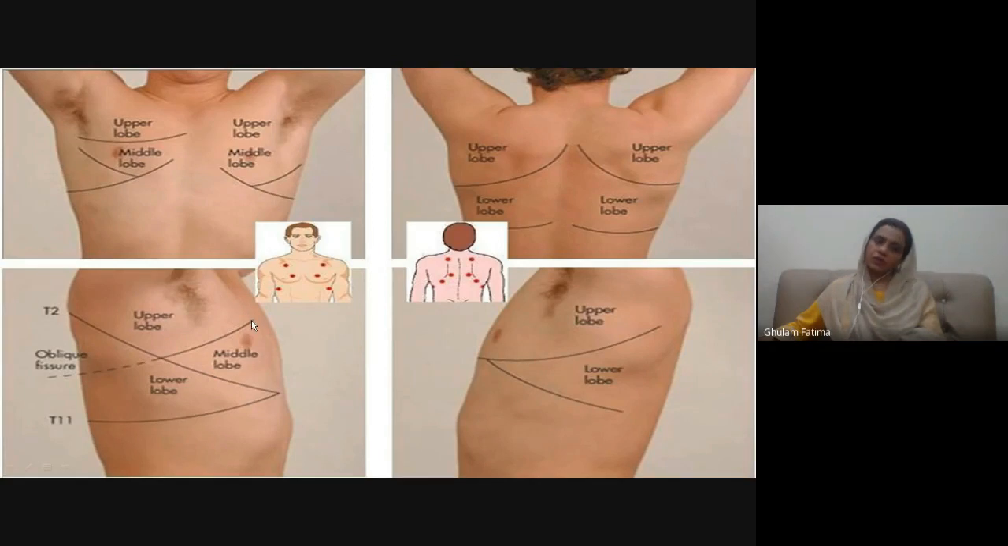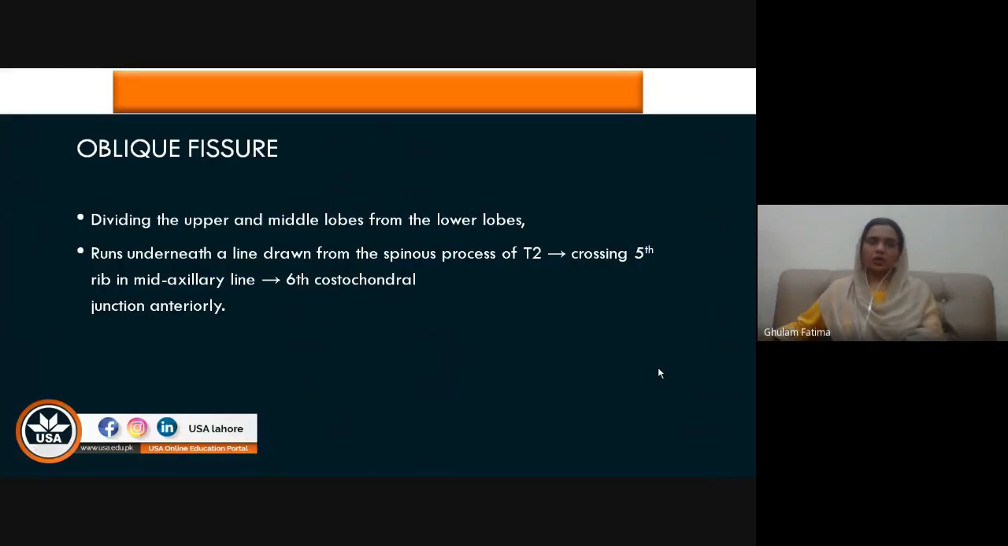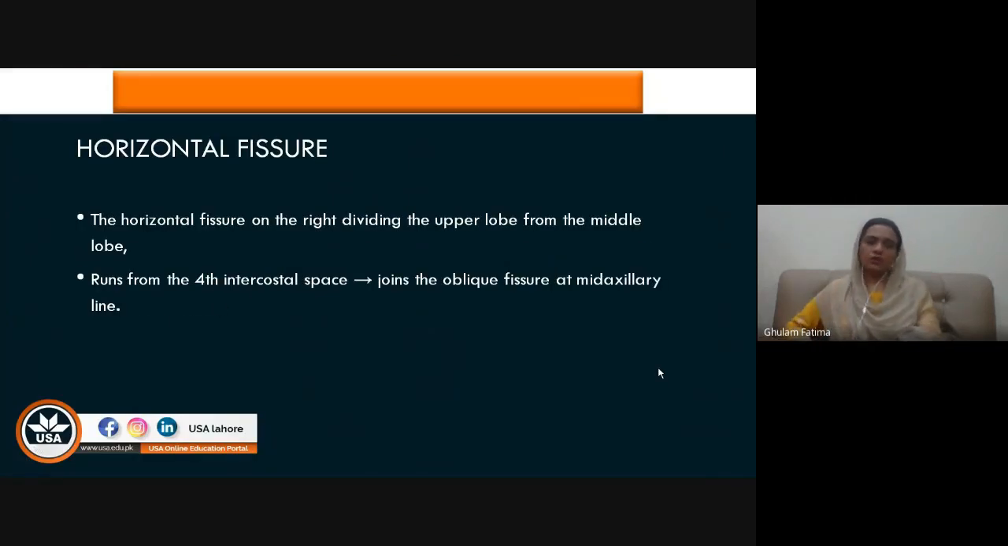Starting from the fourth intercostal space, it will move downward and backwards till, in the mid-axillary line, it coincides with the oblique fissure. So this is the location of your middle lobe, and it is present only in the right lung. The left lung does not have any middle lobe. We do have the lingula, but there is no middle lobe. So these are the boundaries of the oblique fissure and the horizontal fissure.